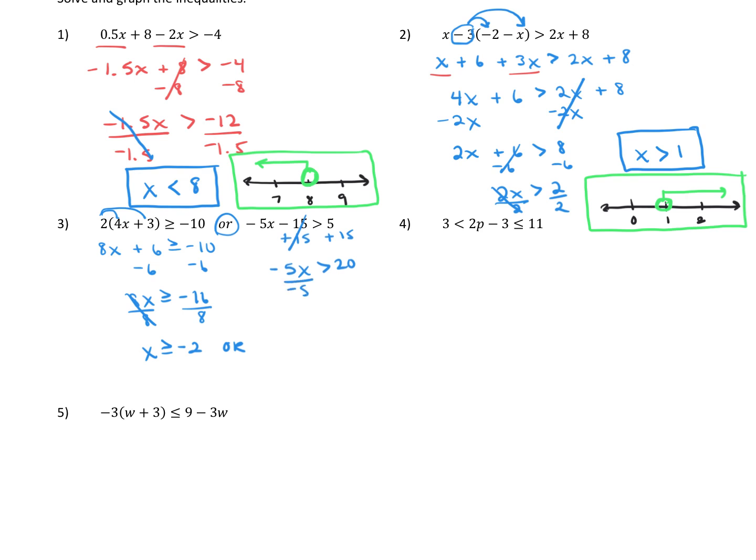Let's divide by a negative 5. So here we are dividing by a negative number, so our inequality is going to flip on this one. Those are going to reduce to 1, so we have x is, instead of greater than, we're going to say less than. 20 divided by negative 5 is negative 4.